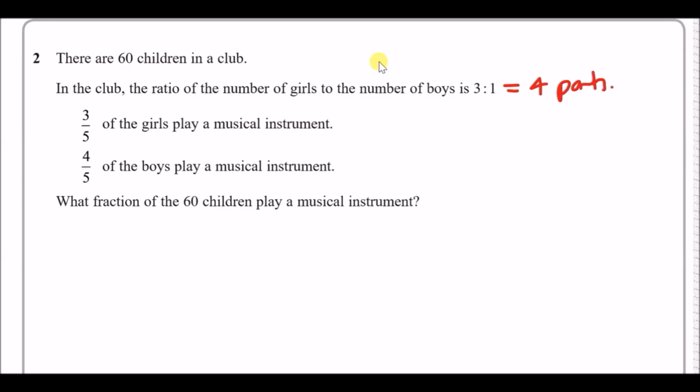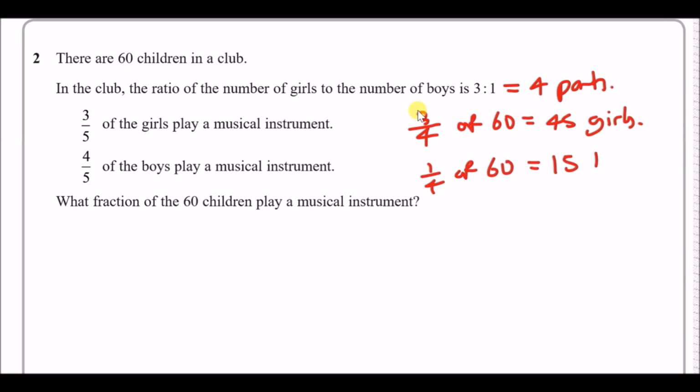Now this tells us, in terms of the 60 children, that 3 out of the 4 parts represent girls. So we say, 3 out of 4, so 3/4 of 60 are girls. And 3/4 of 60 is 45. So that's 45 girls. That leaves us with 1/4 of 60, which represents the boys, which is 15 boys. If you want to work this out easily in your calculator, just put 3 over 4 times 60, if you're not too sure sometimes.